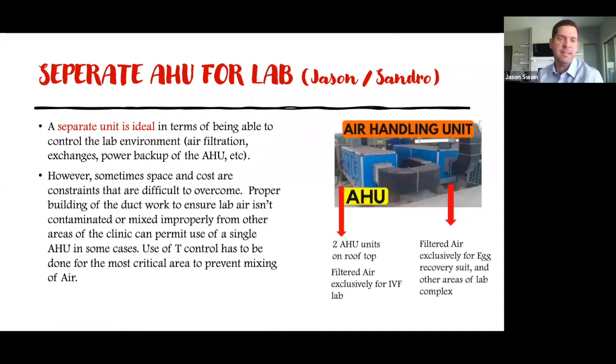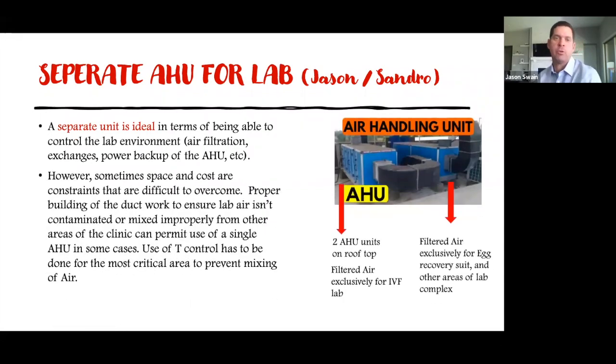Yeah, I think ideally, to have total control, it'd be nice to have two units. For various reasons that may not always be possible. I think you can still obtain the required air quality in terms of particulate count, positive pressure, and VOC levels with a single unit if it's constructed very carefully, not mixing air, with the proper filtration.